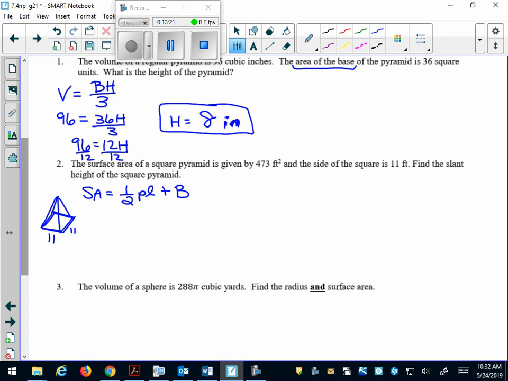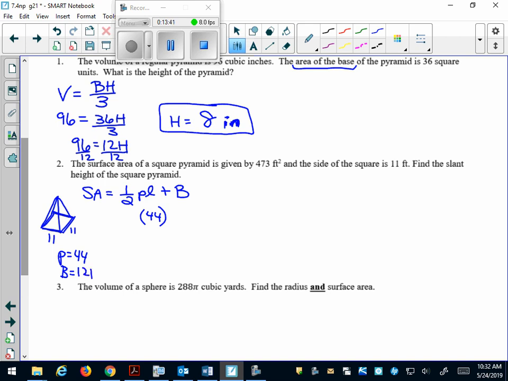So do we know the perimeter then? We can figure it out, right? Perimeter is 44, right? Because 11 plus 11 plus 11 plus 11. What's capital B? 121. Area of the base is 121.